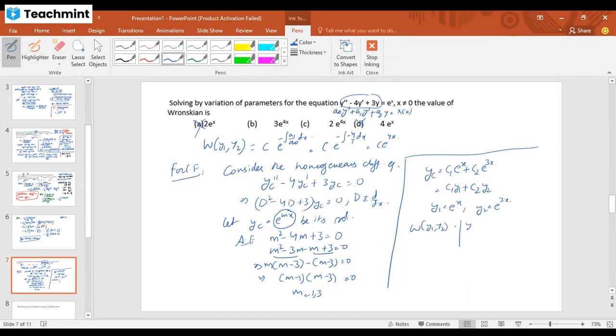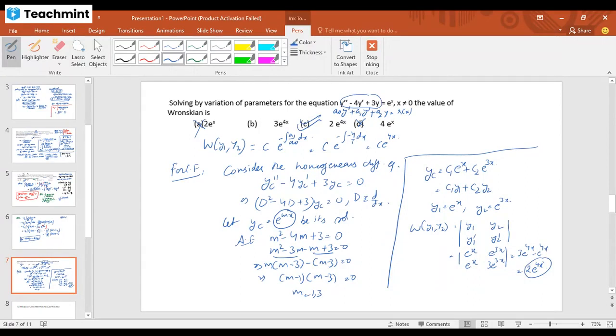So what is the Wronskian of y1 and y2? It is the determinant of y1, y2, y1 dash, y2 dash. E power x, e power 3x, e power x, 3 times e power 3x. So it is 3 times e power 4x minus e power 4x. So answer is 2 times e power 4x. So the correct answer is option C only.